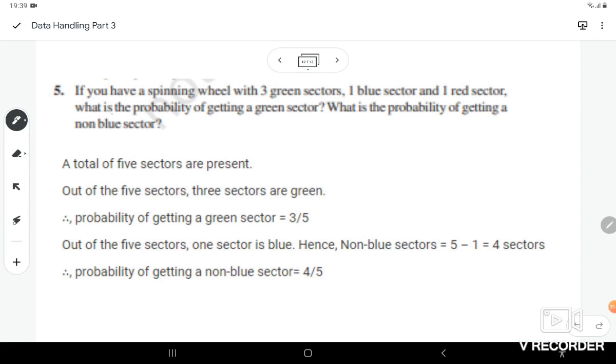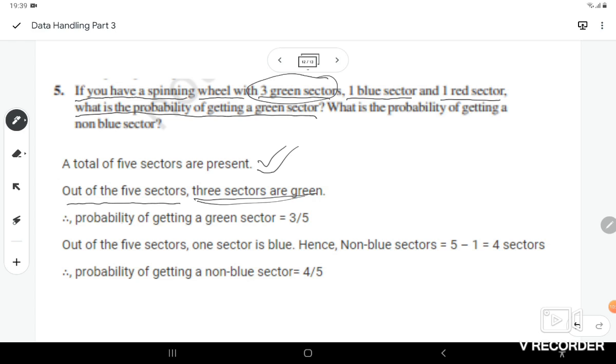Let's see question number 5. It says if you have a spinning wheel with 3 green sectors, 1 blue sector and 1 red sector. So total sectors are 5. What is the probability of getting a green sector? So we know total number of sectors are 5. Out of 5 sectors, green are 3 sectors. So probability of getting a green sector would be 3 out of total number of sectors, that is 5. 3 by 5 would be the probability.